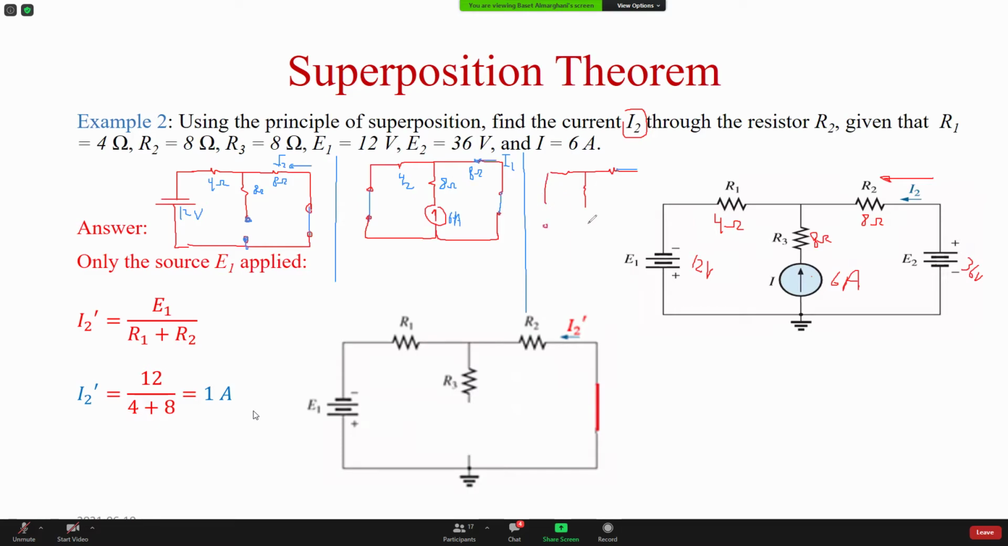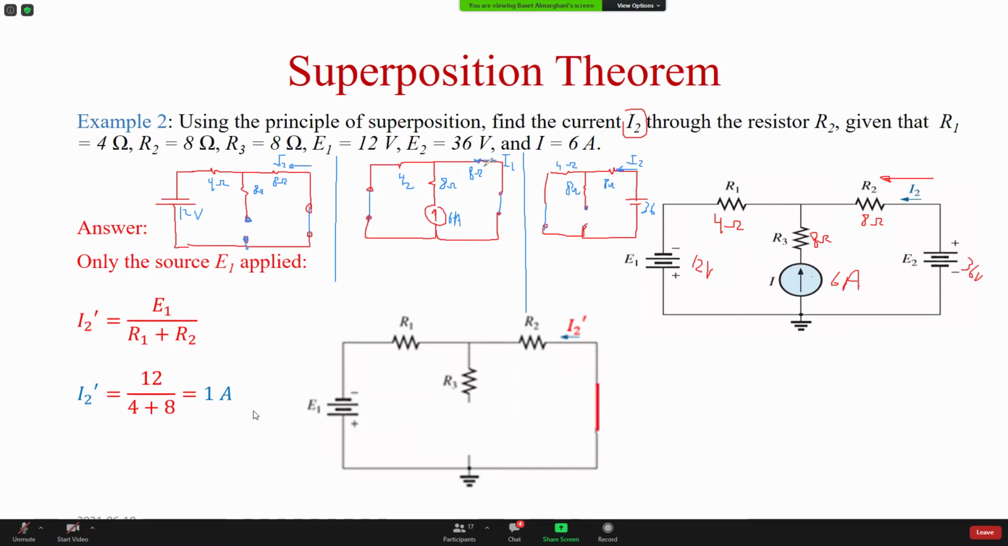So this source is open, and I have this one here. Now the voltage source is replaced with a short circuit. Current source is open circuit. This is 36, and this is the current I2. See, this is the current I want. The question says find I2. This is 8 ohm, this is 8 ohm, and this is 4 ohm.